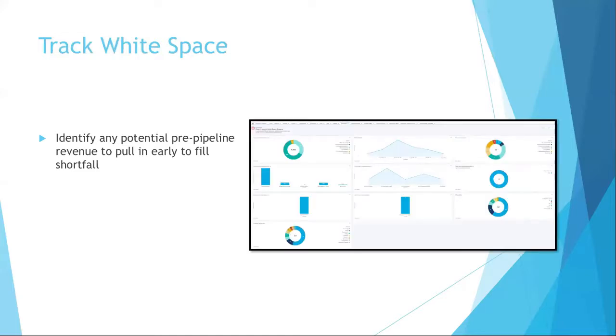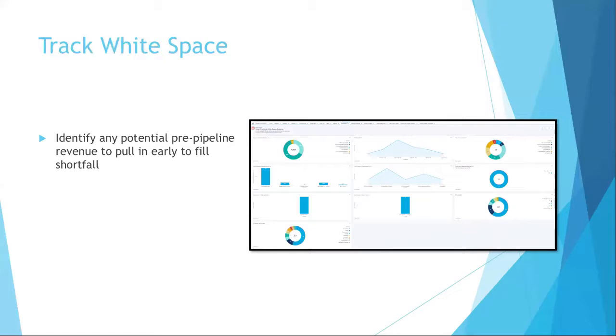Once you get this white space, you have to be able to track it. You can track it from within an account, and you need to track it from a global perspective. So identify any potential pre-pipeline revenue to pull in early to fill the shortfall. We've all seen it: a month into the quarter, we know we're going to slip a few deals. Is there anything that we know about that we can bring in earlier?